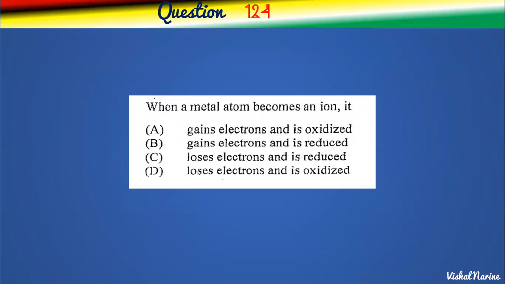124. When a metal atom becomes an ion with something, so metals are going to lose electrons to form metal plus charge. So we expect that they're going to lose electrons. So we're looking at either C or D. And we will go back to our rule, OIL RIG. So loss of electrons is oxidation. So oxidation was happening here, so therefore the answer there is it loses electrons and is oxidized. So that is D.